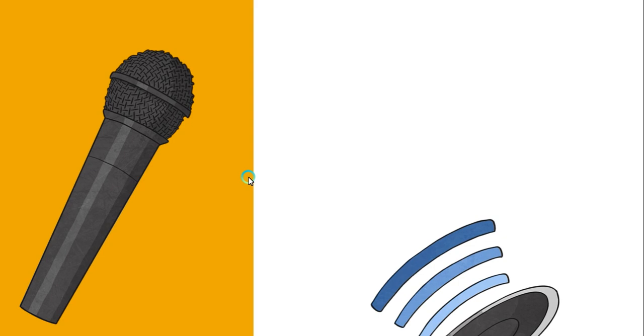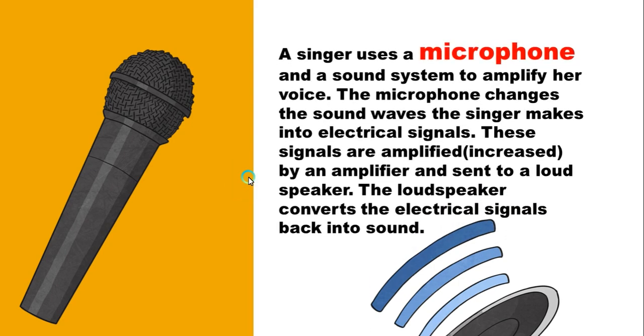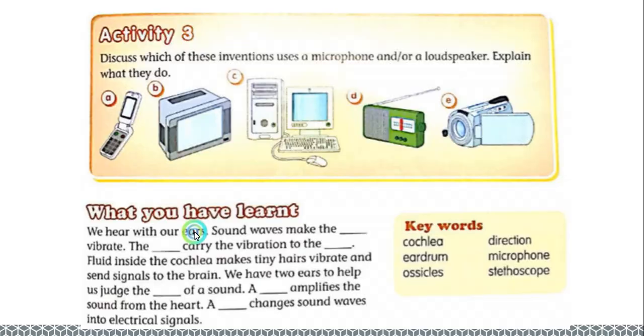Now you can see how the microphone is vibrating. A singer uses a microphone and a sound system to amplify a voice. Amplify means make big. The microphone changes the sound waves the singer makes into electrical signals. These signals are amplified, that means increased, by an amplifier and sent to a loudspeaker. The loudspeaker converts the electrical signals back into sound, making the sound big so that everybody will be able to hear what the singer is saying.